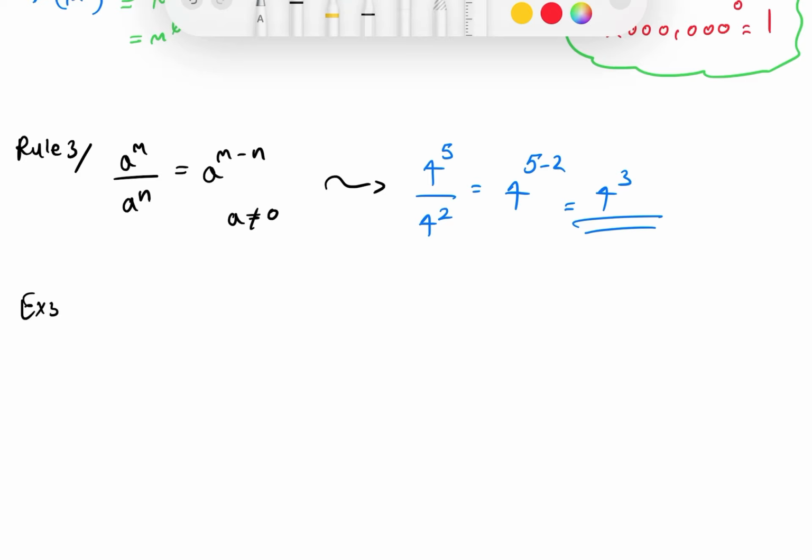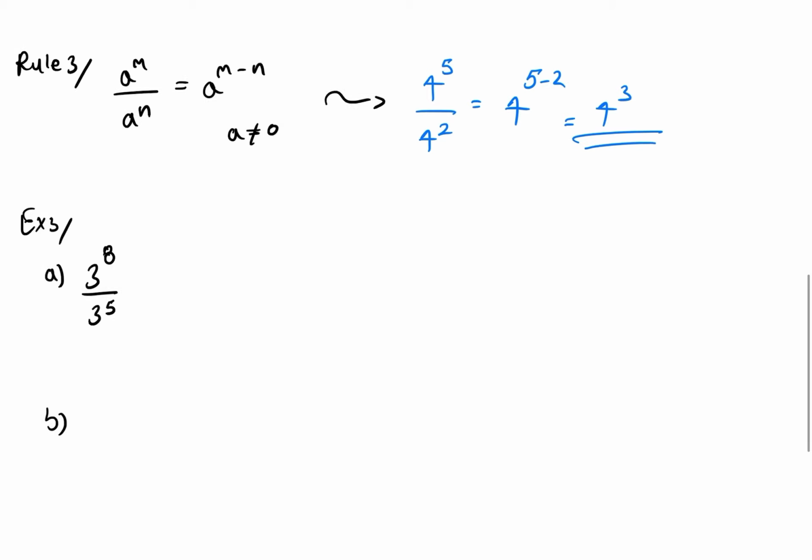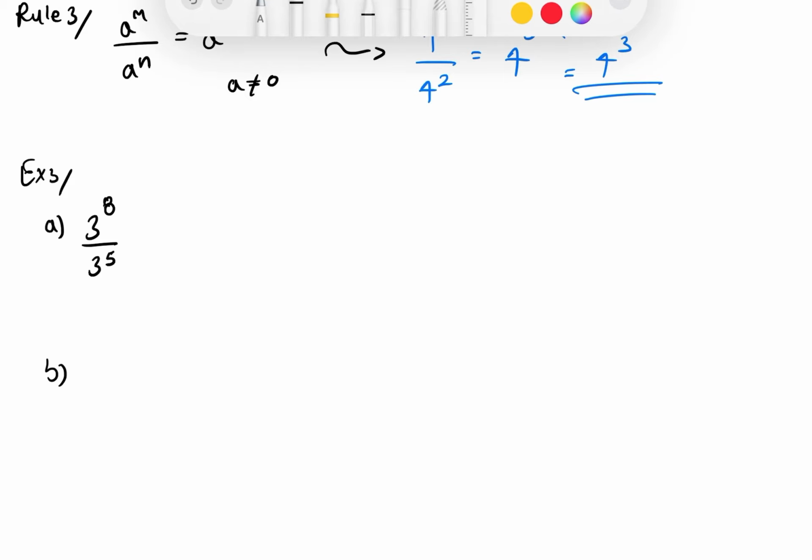Example 3. Once again, simplify. A, 3 to the power of 8 over 3 to the power of 5. B, a to the power of 4 over a to the power of 2. And then C, 12m to the power of 5 over 3m.